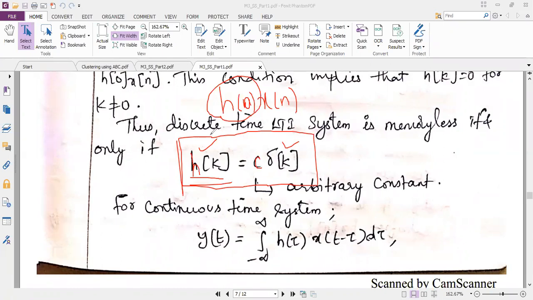So the final conclusion is the discrete time LTI system is memoryless if and only if the impulse response h of 0, in general I can write it as h of k, is equal to c delta of k.